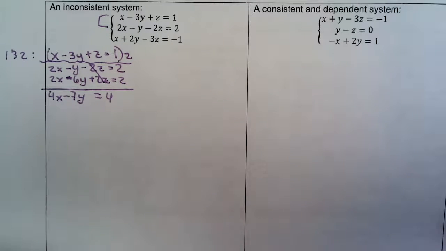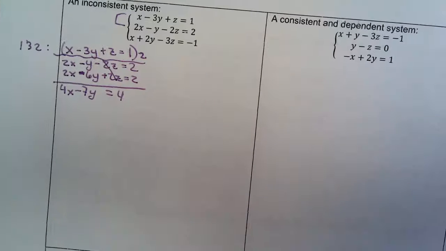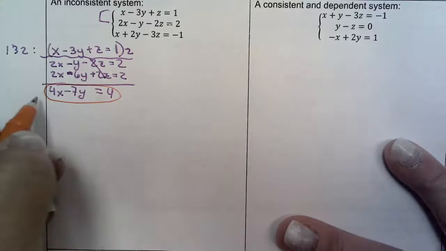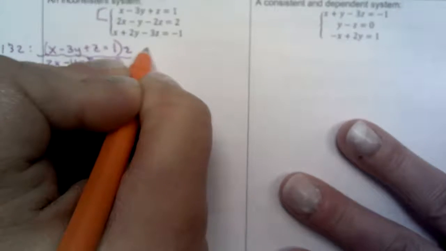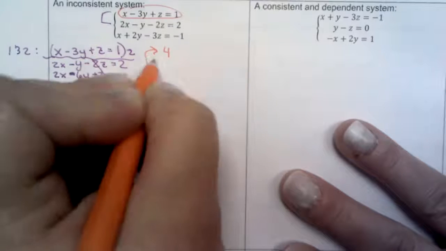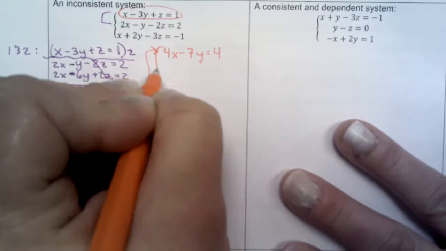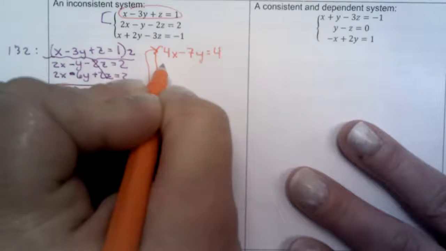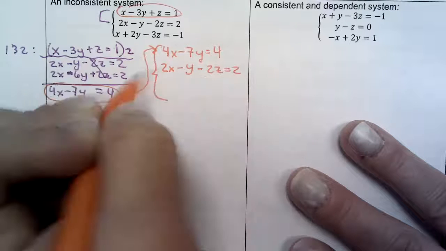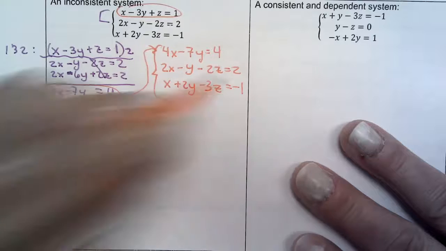All right, so here's something really important, and I always do this the exact same way also because then I know exactly how I'm doing it every single time without having to think about it. Now this equation is going to become our first equation. Okay, so we're going to replace this with this one. And I'm just going to rewrite this entire system. So 4x minus 7y equals 4. Okay, so I'm rewriting the system here. The other two stay the same. So 2x minus y minus 2z equals 2. And x plus 2y minus 3z equals negative 1.